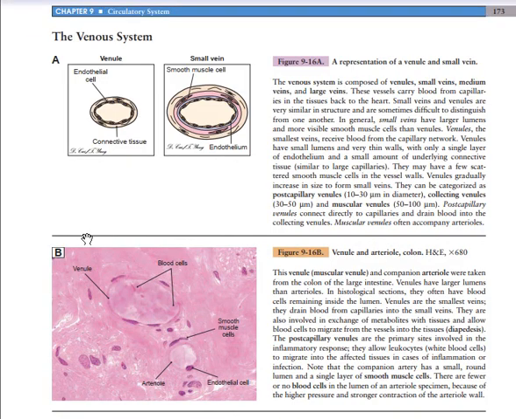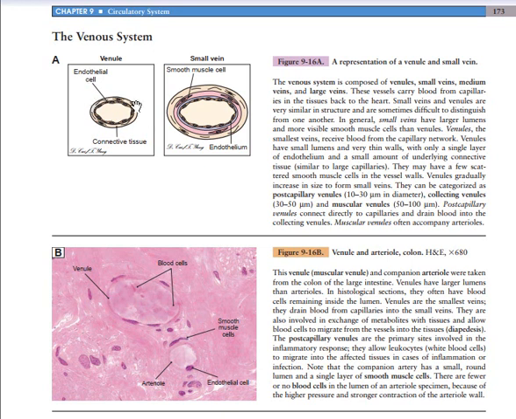Now the next one is a venous system. This is a representation of the venous system. We start with the venule. The venule just resembles the arterioles. It has one layer of the endothelial cells, and then it has another layer which is the connective tissue. There is no smooth muscle layer. You only have an endothelial cell layer, and then you have connective tissue.